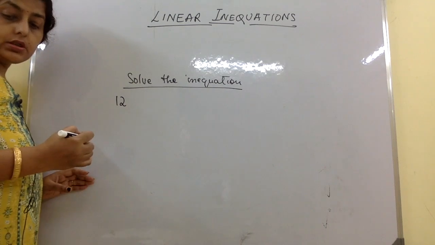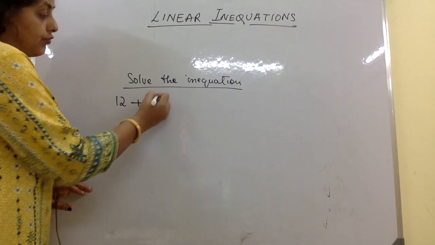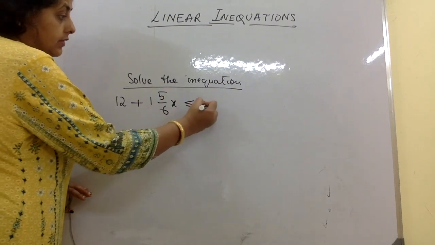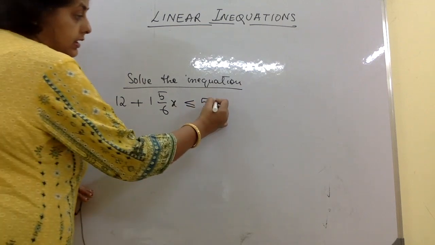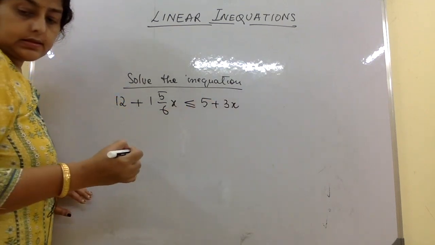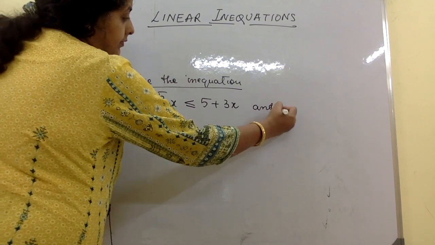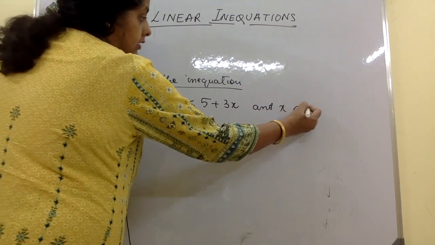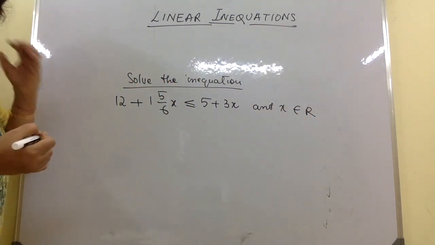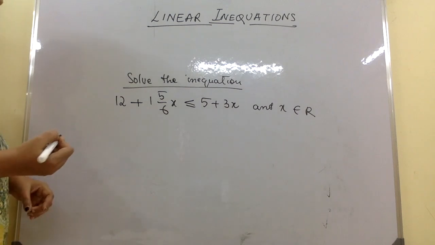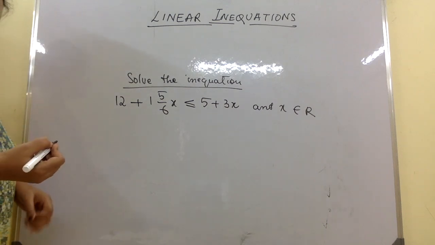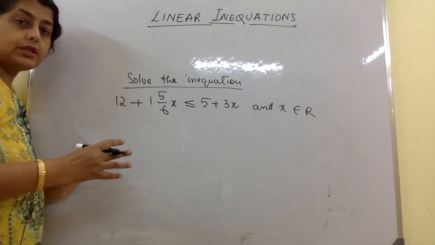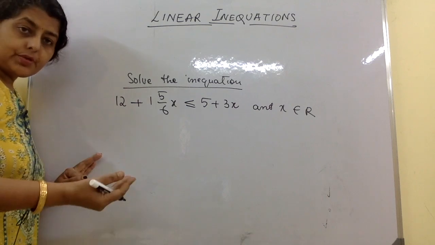So here is the question. Solve the inequation 12 plus 1 5 by 6 x is less than or equal to 5 plus 3x, and x belongs to R. Here we are going to solve this. Now this inequation I have taken up because it looks a little complex. These come for a bigger number of marks.